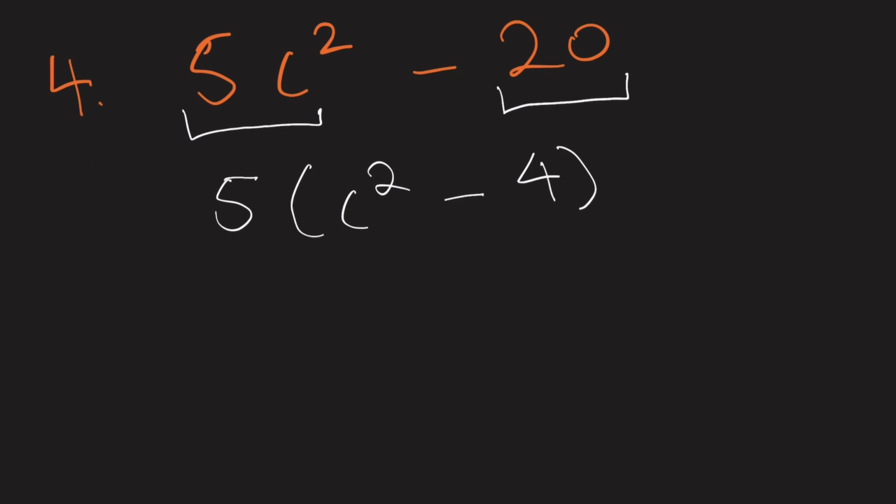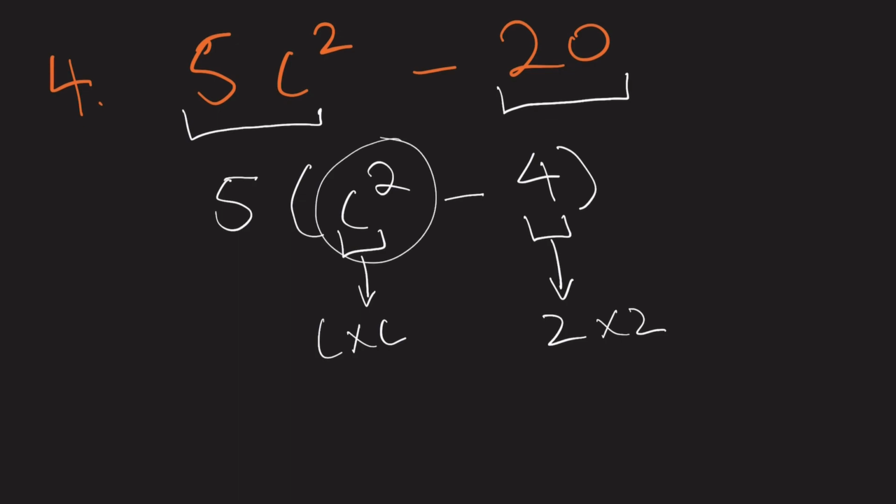And now we just do it like how we normally do it. c squared can also be written as c times c, and 4 can be written as 2 times 2, because it's 2 squared. Perfect. And now we know c squared is obviously a squared number because it has this 2 attached to it, and 4 we know is a squared number because it is 2 squared.